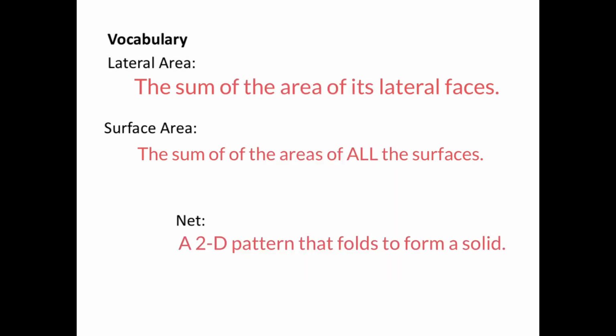The net down here is a 2-dimensional pattern that folds to form a solid. This isn't such an important vocab term other than the fact that sometimes it is used to discuss surface area, and it's really about how a solid can be created from a flat figure. So I'm not going to focus too much on it, but you can just write it down. It is a 2-dimensional pattern that folds to form a solid.